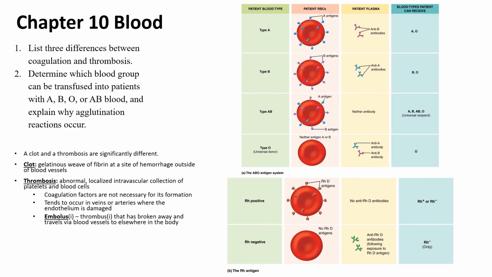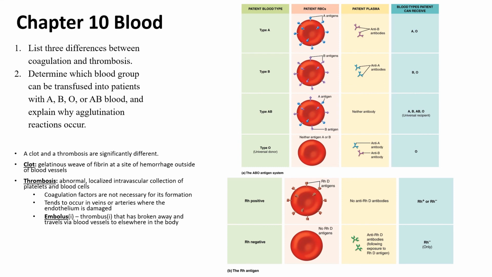No coagulation factors are necessary. It occurs in veins or arteries, typically where the endothelium is damaged or something is happening. And if that thrombus detaches and begins to travel throughout the body, it becomes an embolus. And so therefore you need to treat the person for those.